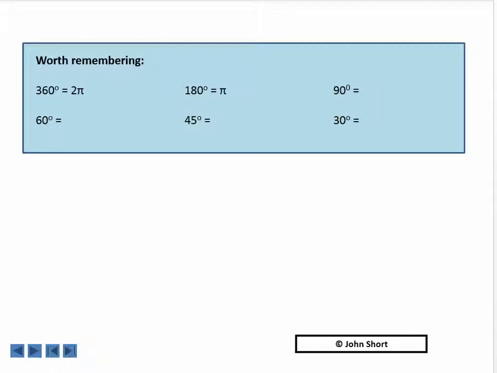These are the ones worth remembering. These are major parts of our unit circle, our circle work. So 360 is 2 pi, 180 is pi, 90 is pi over 2, 60 is pi over 3, 45 is pi over 4, and 30 is pi over 6. They are on your information sheet. You've really got to become fluent in them.